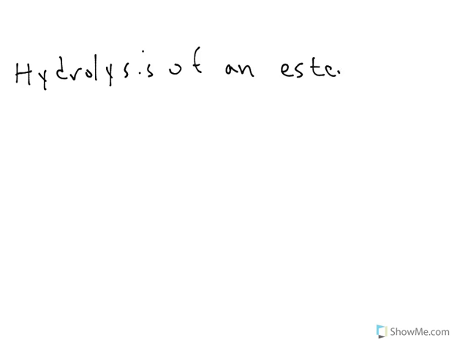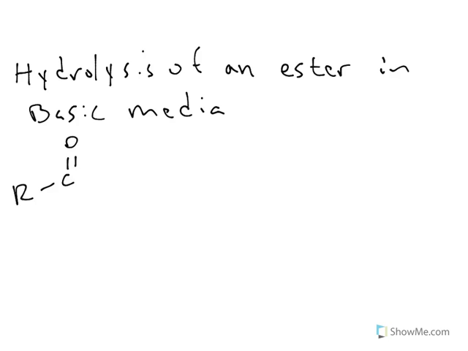All right, so what we're going to look at is the hydrolysis of an ester in basic media. All right, so we're looking at very high pH, and this is usually achieved by using sodium hydroxide, aqueous sodium hydroxide here. So let's set this up. I'm going to go ahead and take an ester, and I'm going to react this with sodium hydroxide.